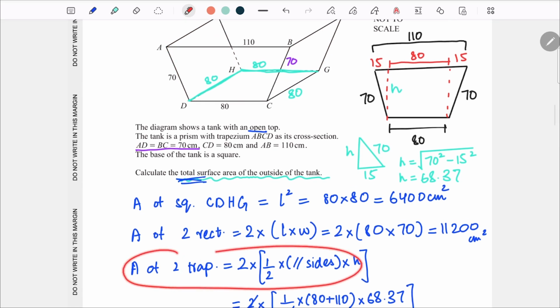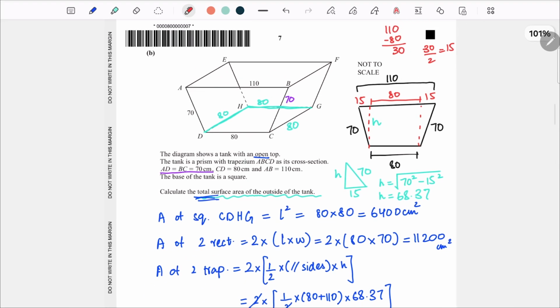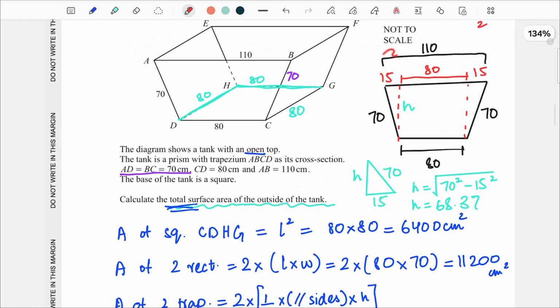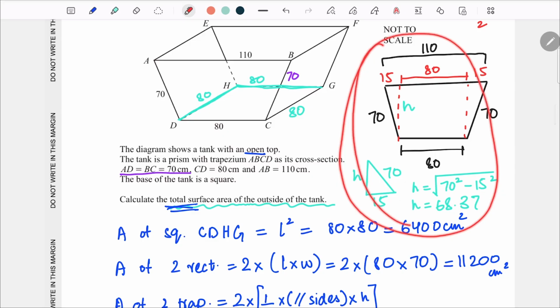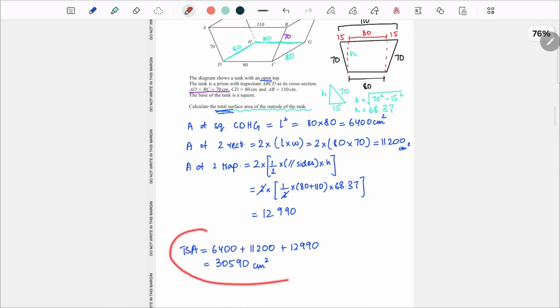Then I found the area of the trapezium, that was this cross section and this cross section. So basically both of them were similar trapeziums. So I found the area of one and multiplied it by 2. And the height for the trapezium was found by using Pythagoras theorem. And in the end, I just added all the surface areas together to find the total surface area.